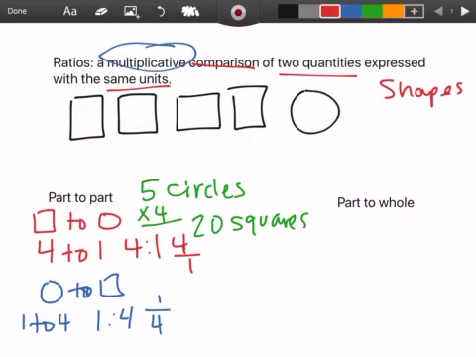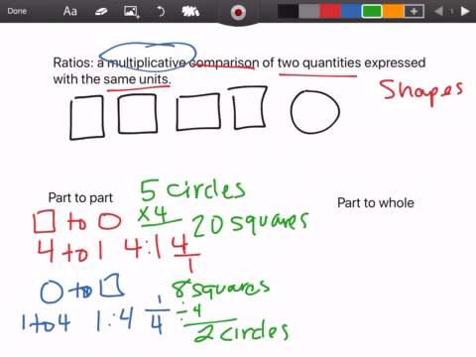If I said that there were 8 squares, well, I know that there's only 1 circle for every 4 squares, so that means I would need to divide by 4 to figure out that there would be 2 circles.